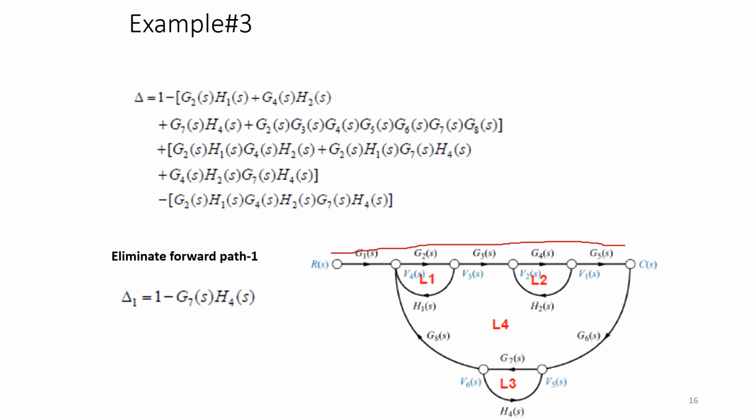So same thing is applied here also. So you'll get a delta value like this. So summation of all the loop gains, followed by the two non-touching loops, and this is the delta 1 value that we have. The loop that doesn't touch the forward path is only this loop, so that is taken. So delta 1 is 1 minus G7 H of S into H4 of S.